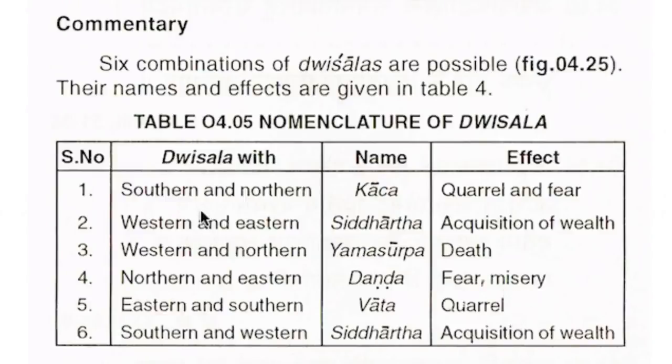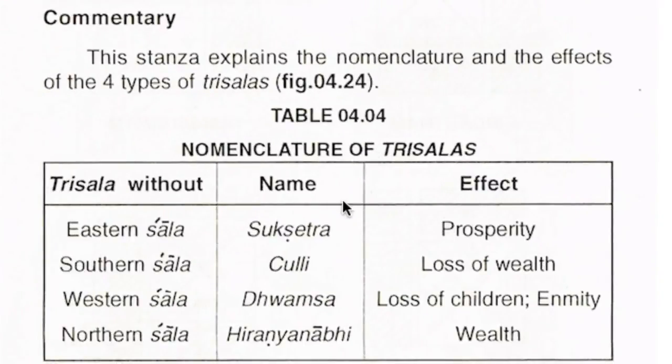So you will notice that there's only two options within the Dvishala that are actually desirable. It's not very nice to have a house where there's fear and misery all the time. So it's not precisely what you're aiming for. And the same goes for the Trishalas in table 4.04. Two of them are prosperous and wealth, and then the others are loss of wealth, loss of children, enmity.